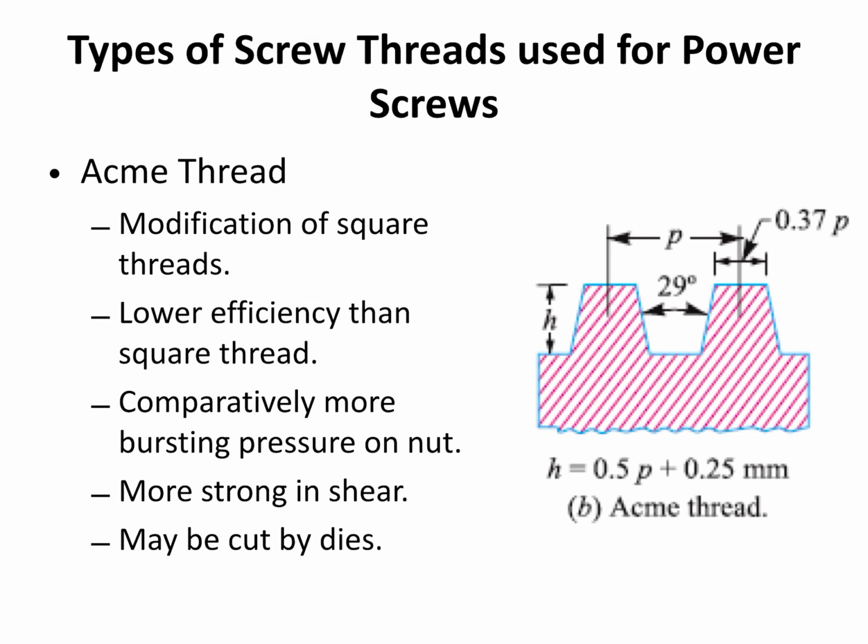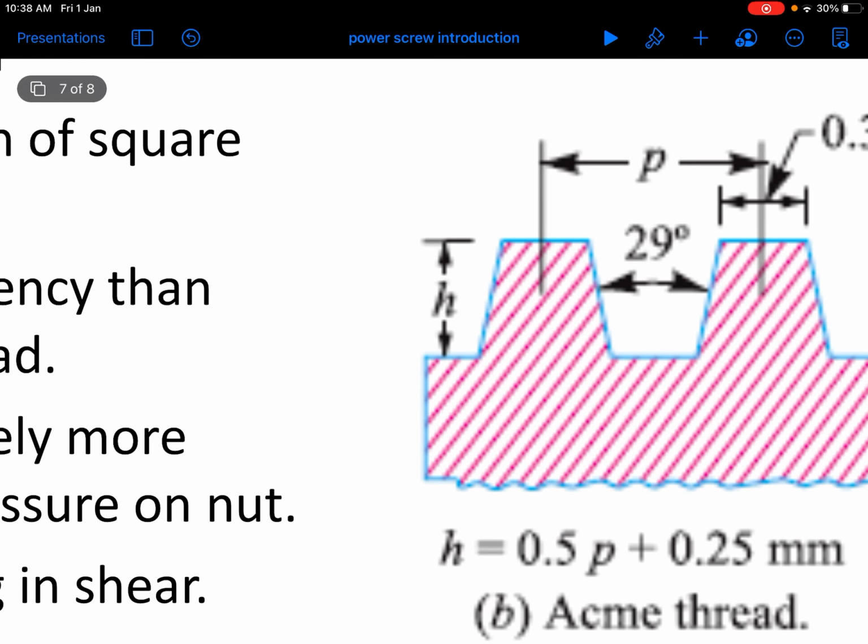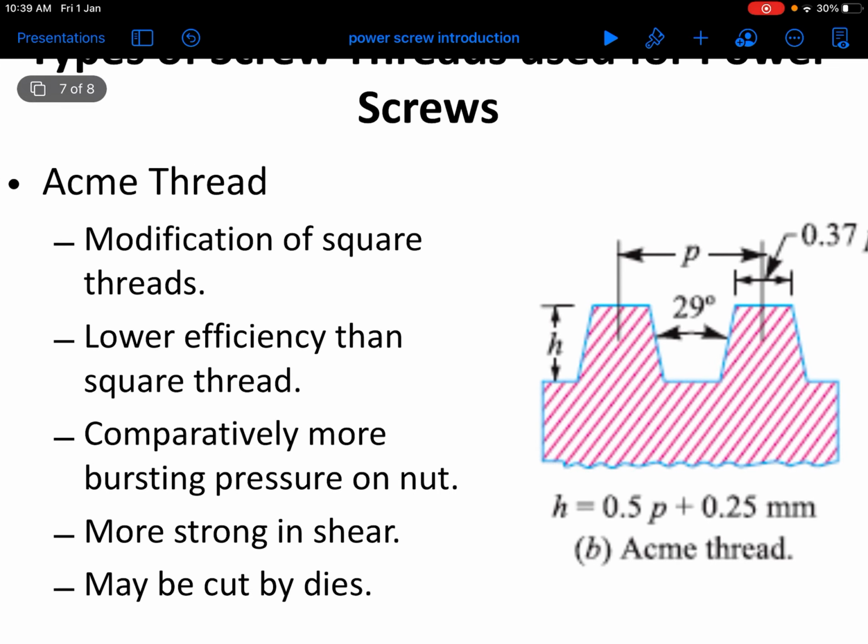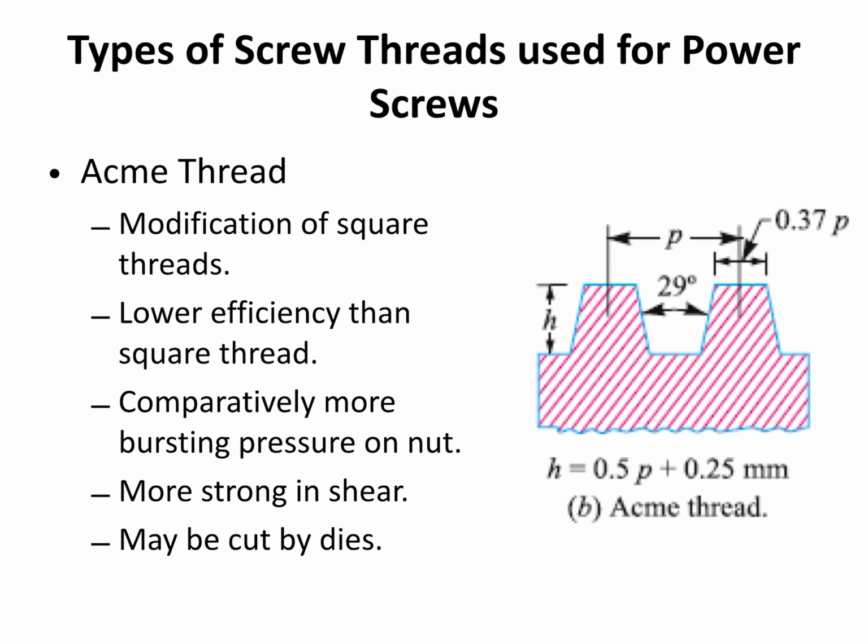If you look at this, you can see the thickness at the root of the teeth is increased, and that's why it is stronger in shear, and this can be cut by dies. So it can be easily manufactured. That is another advantage of the Acme thread. But it has lower efficiency, and obviously this type of thread can again be used to transmit the power in both directions. So that is the Acme thread.